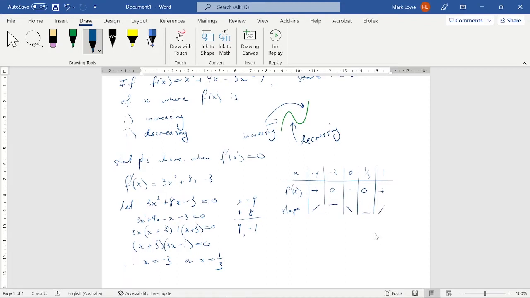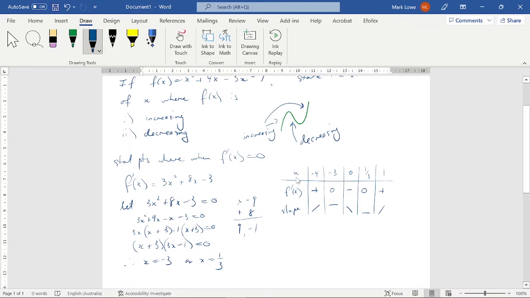Then we do our gradient table. We're picking points either side of our stationary points, so -4, 0 and 1 are nice convenient numbers to use. Putting those values into our derivative, we see that at -4 our derivative will be positive, at 0 it would be negative, and at 1 it would be positive again. So we can see the shape of our graph is as we expect it to be, being a positive cubic.